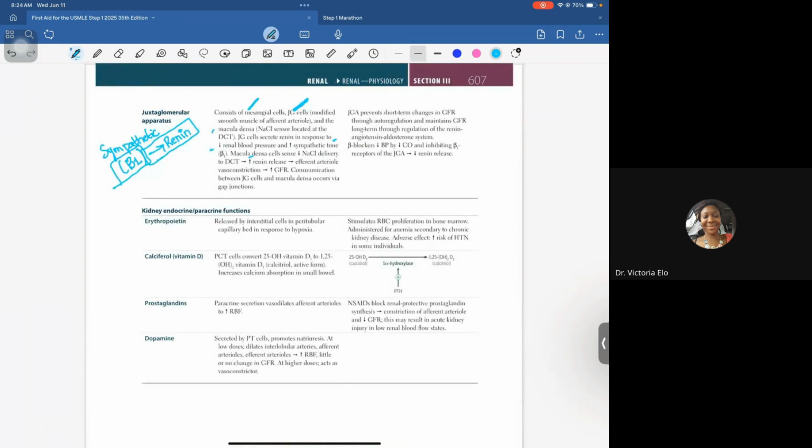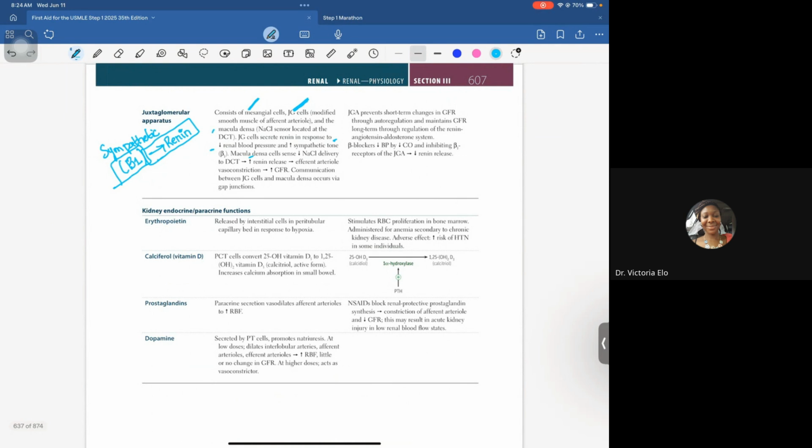Okay, so now there are some kidney functions. Kidney not only does filtration, but it does some other kind of work as well. What is that work which the kidney does? We have to look at that as well. So what are the other things that the kidney does?